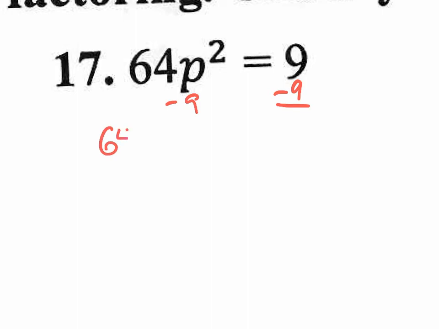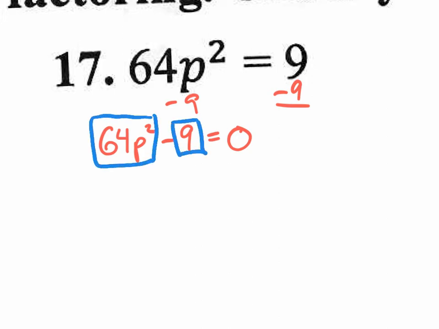You will have a 64p squared minus 9 equaling 0. And then you could look at the left side and recognize that it is a perfect square binomial. So I could actually do the square root of this guy and then do the square root of this guy and plug them into my answer format with one being plus and one being minus, because we know that there is no middle term. It's a binomial, not a trinomial.